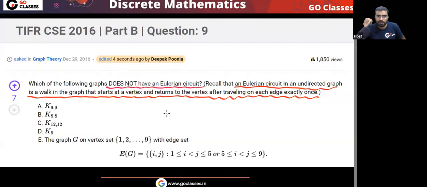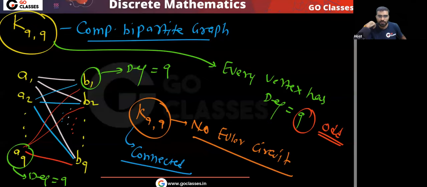The question is asking, which does not have Euler circuit? So the answer will be option A. Yes or no? Answer will be option A. What about K88? What about this graph?